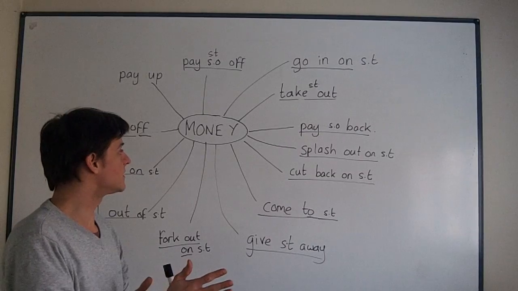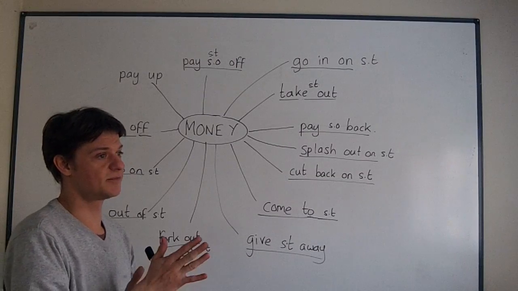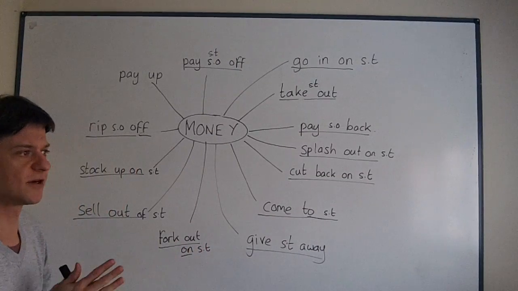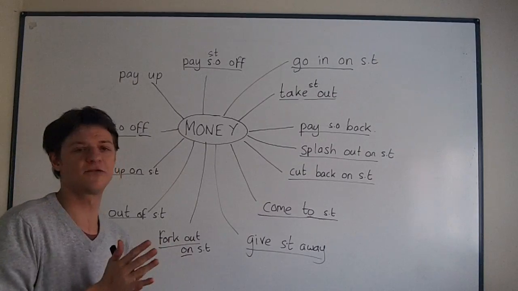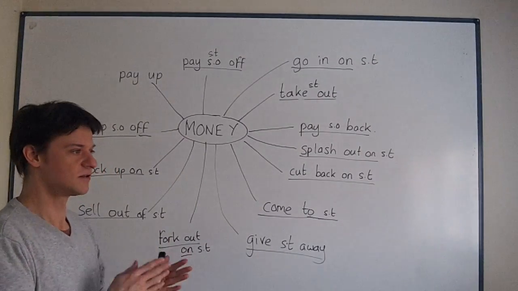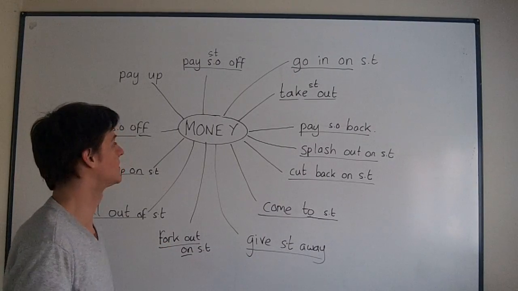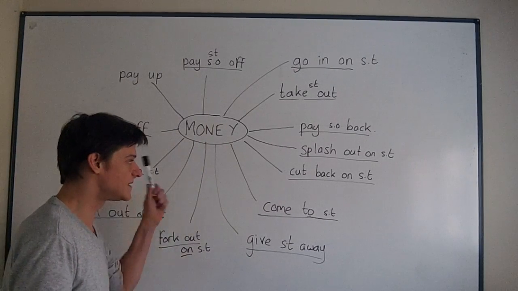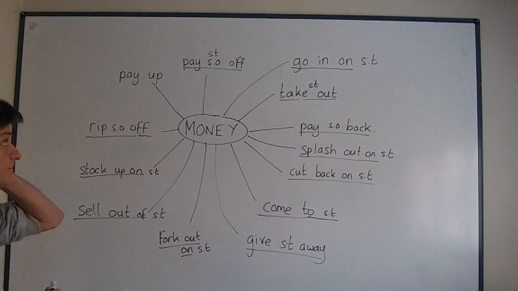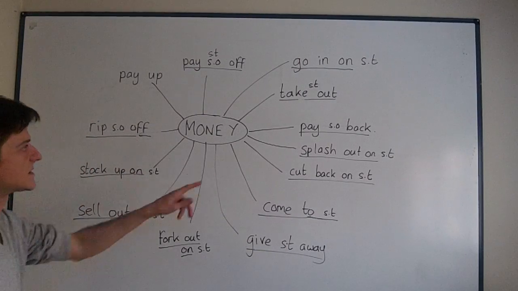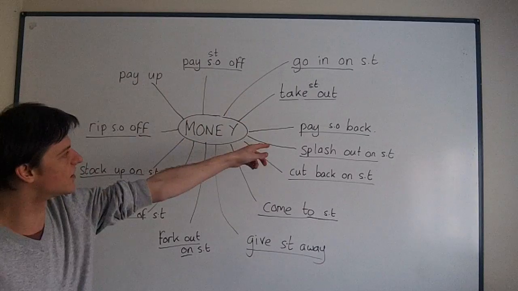So I'd like to start with phrasal verbs. This series is going to be about phrasal verbs, and I'm going to go through different themes and topics and try and get you to learn the phrasal verbs in context. So these are all connected to money in some kind of way. Let's start here and go round in a circle.